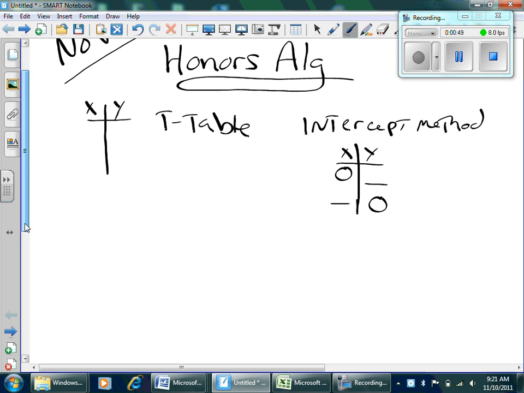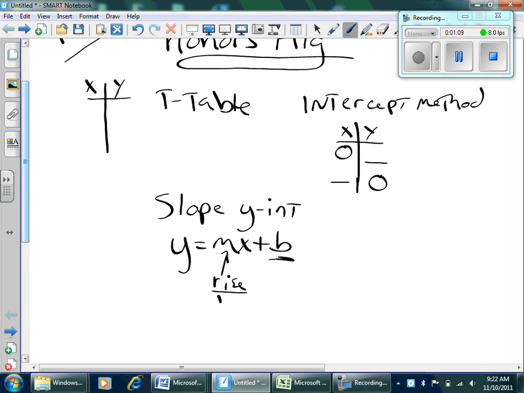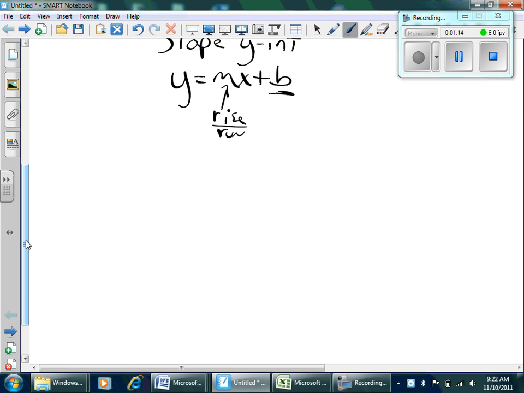We also know how to graph using the slope-y-intercept method. And that looks like y equals mx plus b. We plot our y-intercept, we use our slope, our rise over our run. And the most recent form was standard form.